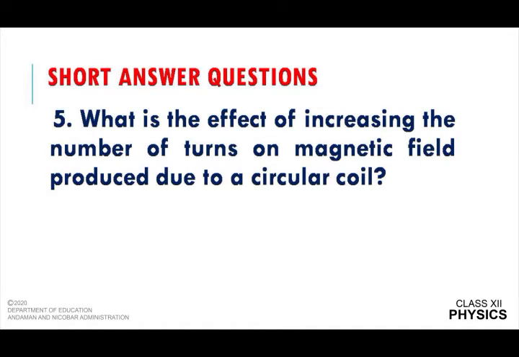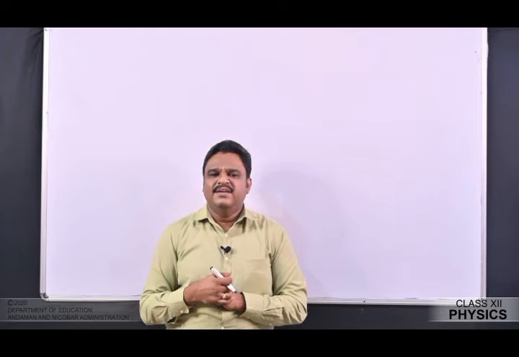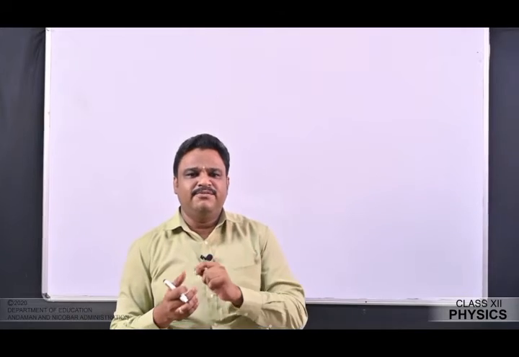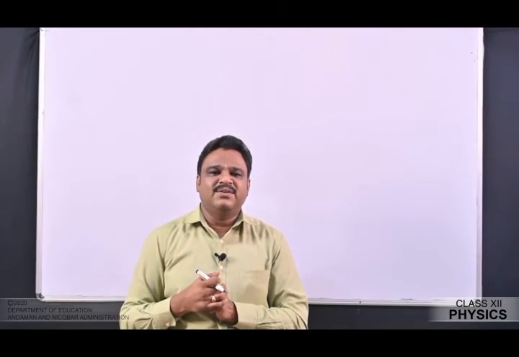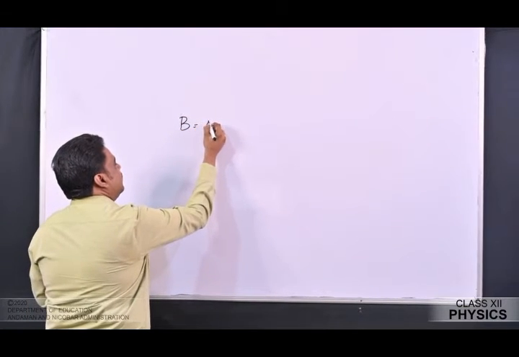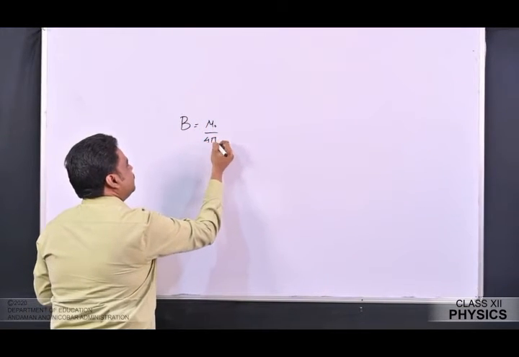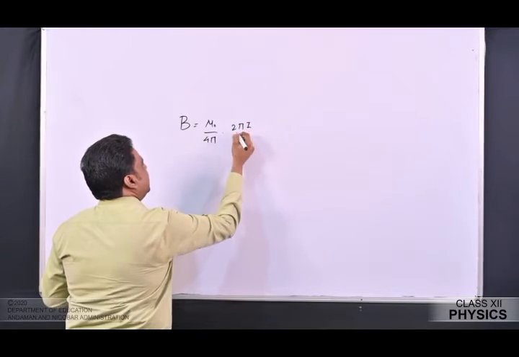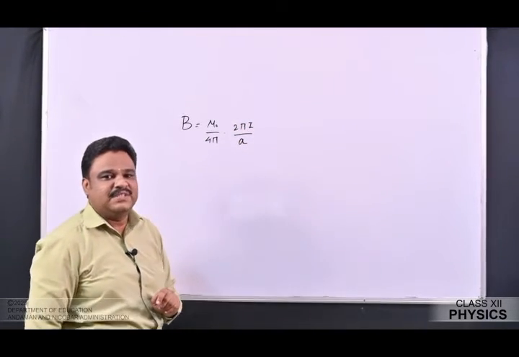What the fifth question says: what is the effect of increasing the number of turns on magnetic field produced due to a circular coil? So let us get into the formula for magnetic field at the center of a circular coil. Already we know B is equal to mu naught by 4 pi into 2 pi I by a, where a is the radius of the circular coil.